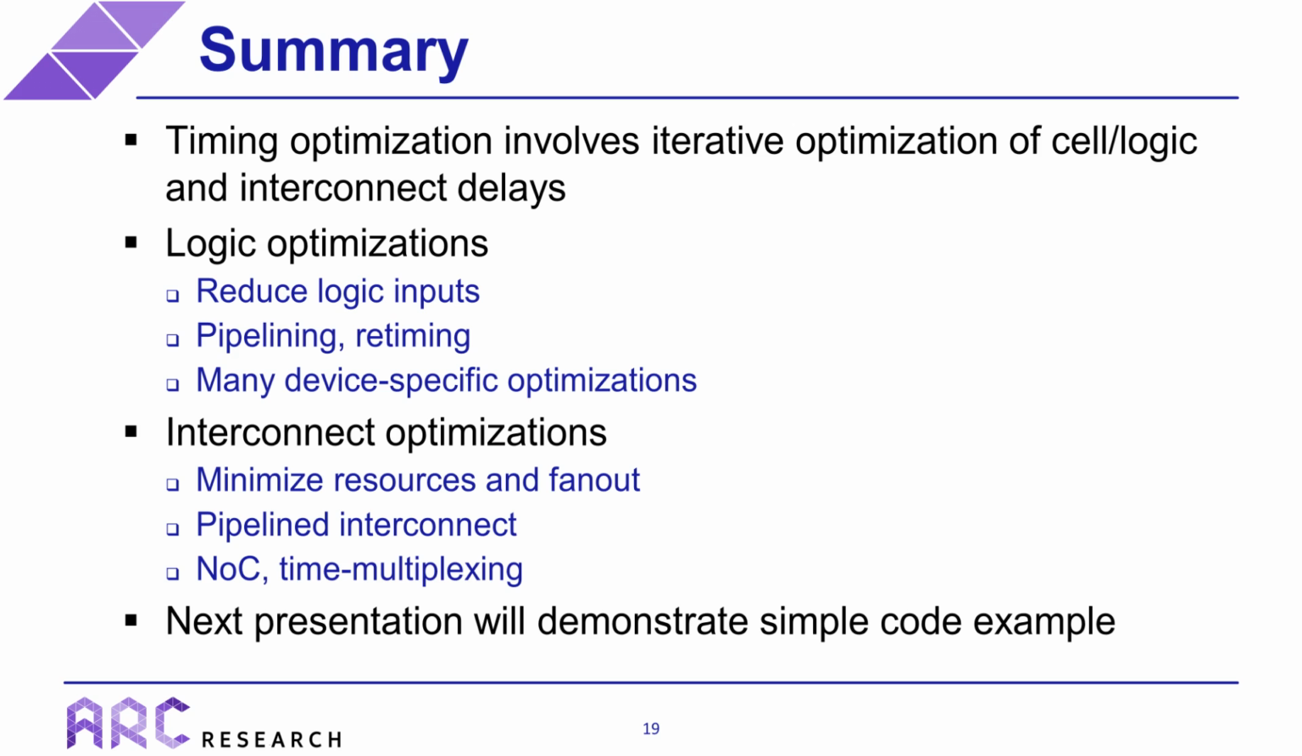To summarize everything we just discussed, I showed that timing optimization involves iterative analysis and optimization of cell or logic delays and interconnect delays. To deal with cell bottlenecks, we discussed a variety of logic optimizations, which are just a small subset of all the possible optimizations. Similarly, we looked at several common optimization strategies for dealing with interconnect bottlenecks.